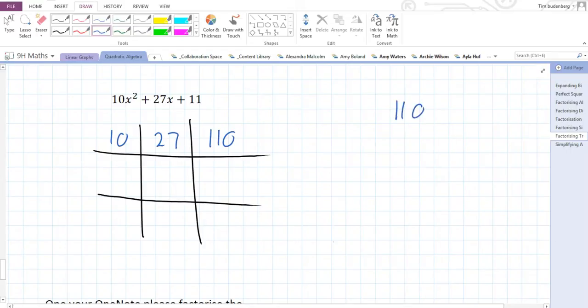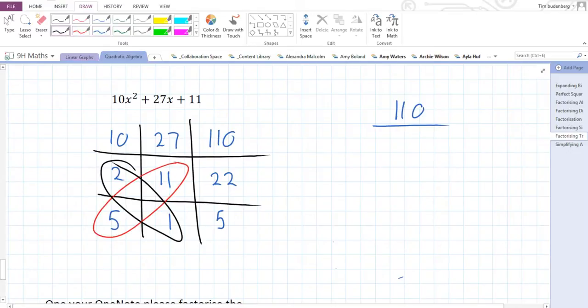Looking for what multiplies to 110, adds to 27. That's hard. Once again, grab your calculator, search for it. Turns out that 22 times 5 is 110, and 22 plus 5 is 27. Then highest common factor of 10 and 5 is 5. 5 times 1 is 5. 5 times 2 is 10. 2 times 11 is 22. And Band-Aid. Black half is 2x plus 1. Red half is 5x plus 11.